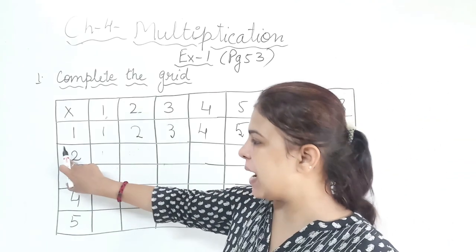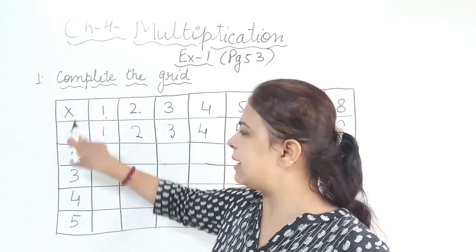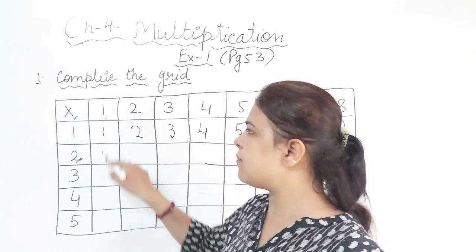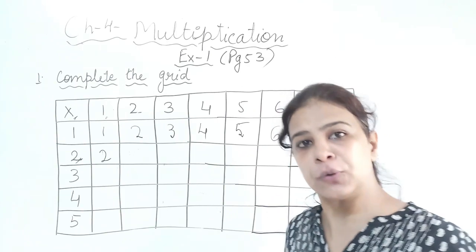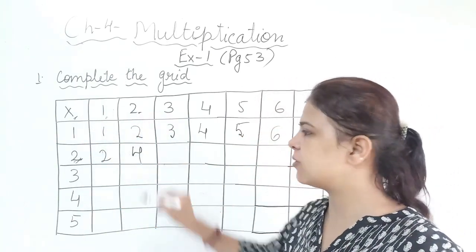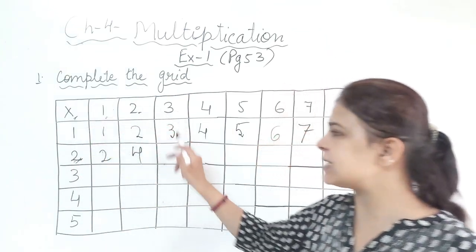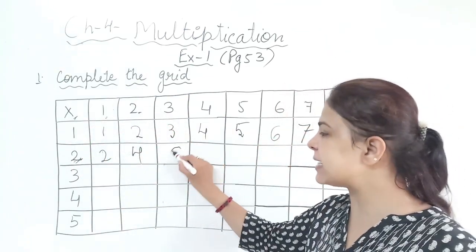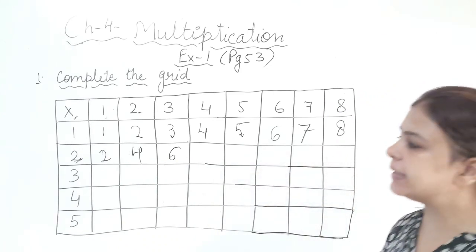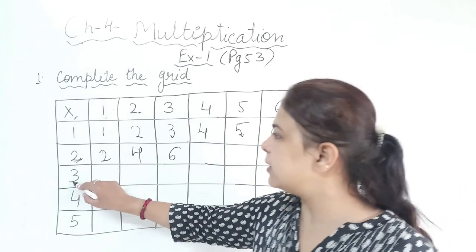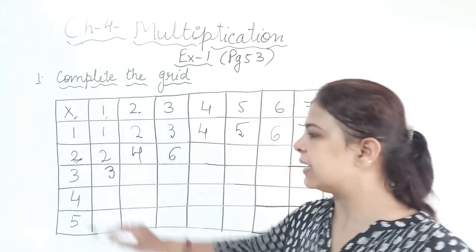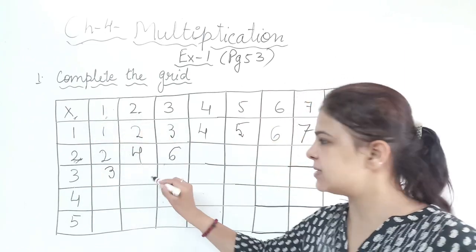Now coming to this part. 2 multiply by 1. See, this is 2 and multiply. 2 multiply by 1 is what? 2. Now 2 twos are 4. Now 2 threes are 6. So in the same way we will complete this line. Now coming to this third. 3 ones are 3. Then 3 twos are 6.